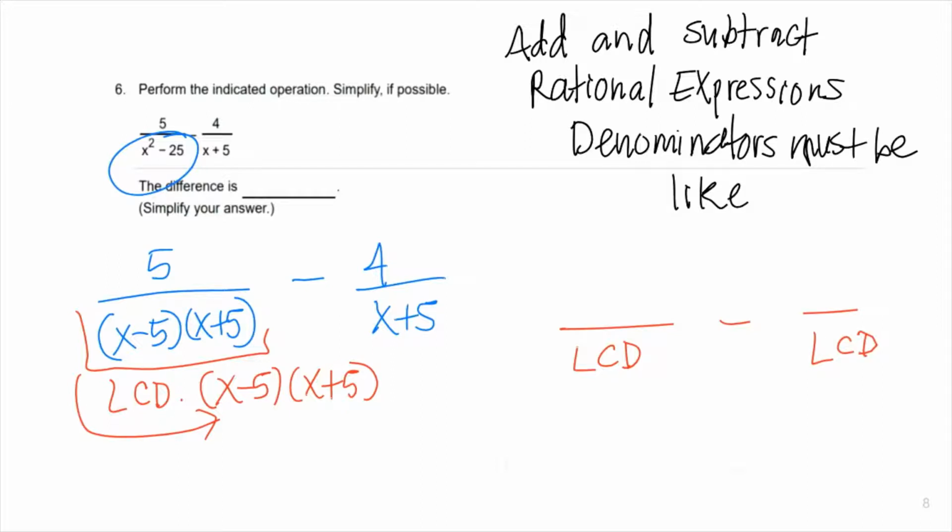Now I look at the numerators and denominators too. So in the first denominator, I have everything that's in this LCD, so I do not have to multiply that numerator by anything, so it stays 5. In the second fraction, when I look at my LCD and that denominator, I'm missing the x minus 5, so I need to multiply that numerator by x minus 5.